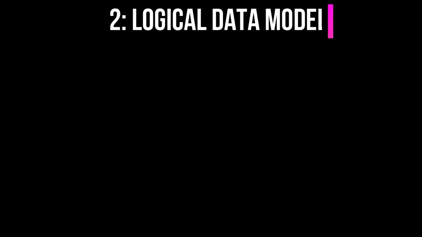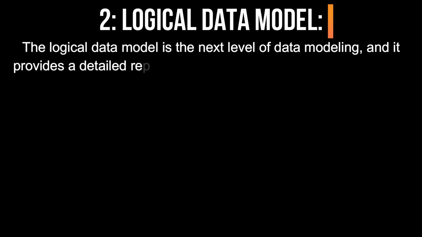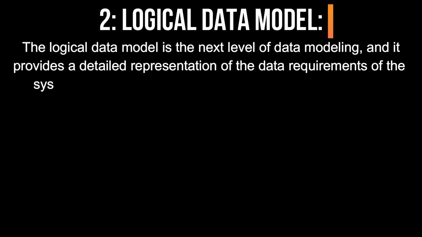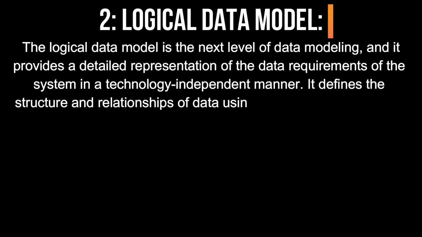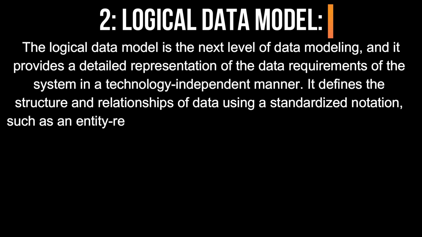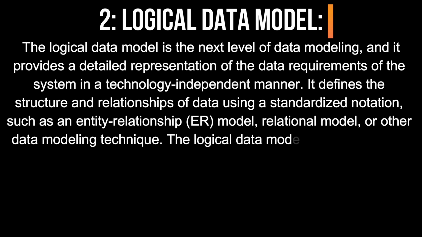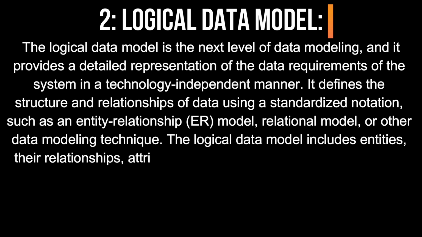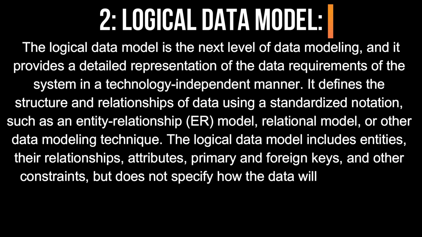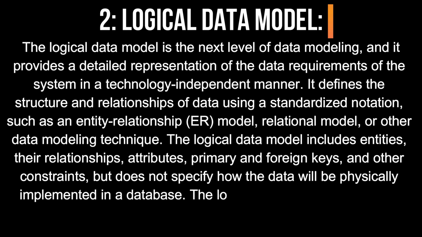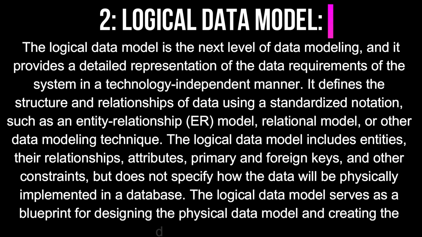2. Logical data model. The logical data model is the next level of data modeling, and it provides a detailed representation of the data requirements of the system in a technology-independent manner. It defines the structure and relationships of data using a standardized notation, such as an entity relationship model, relational model, or other data modeling technique. The logical data model includes entities, their relationships, attributes, primary and foreign keys, and other constraints, but does not specify how the data will be physically implemented in a database. The logical data model serves as a blueprint for designing the physical data model and creating the database schema.